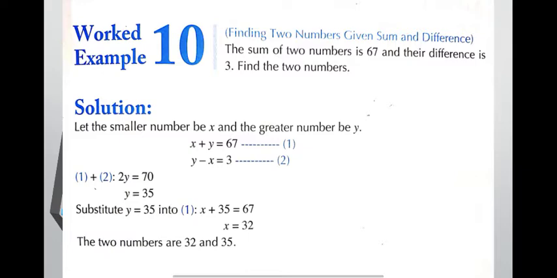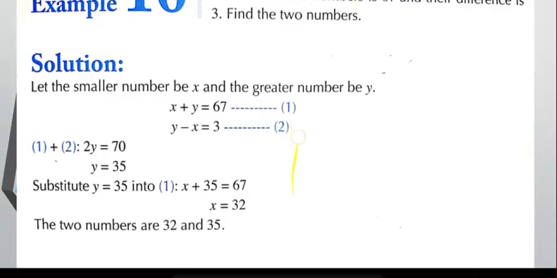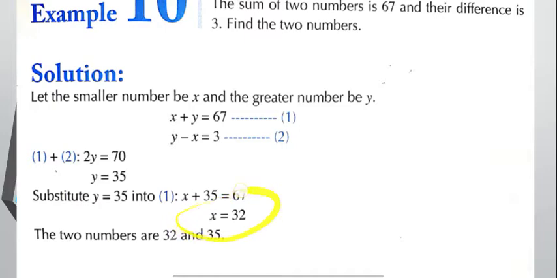Now, what happens if, instead of y minus x, you write x minus y here? Well, there's a bit of difference in the result. You will get x equals 35 instead, and y equals 32 instead. That's not really a problem. So in the end, the conclusion is the two numbers are 32 and 35, regardless of which one is x and which one is y.